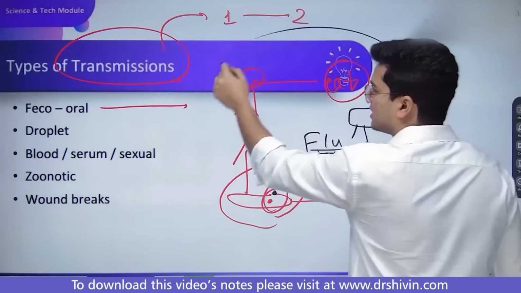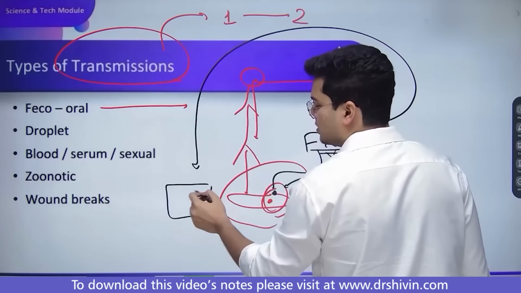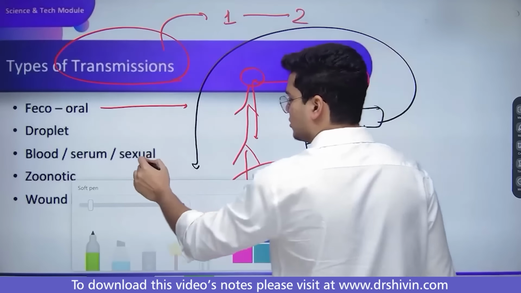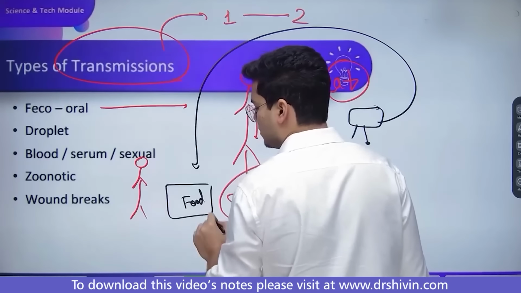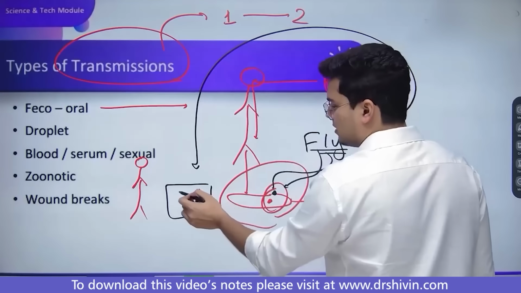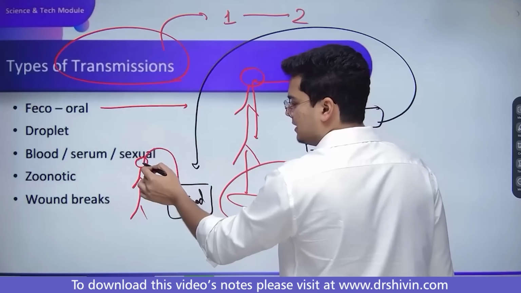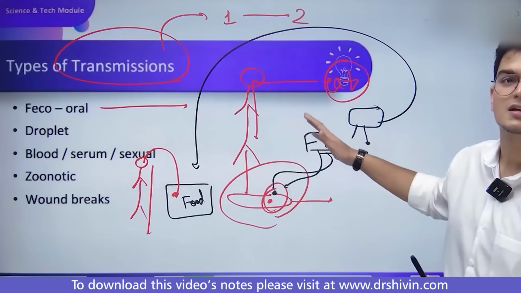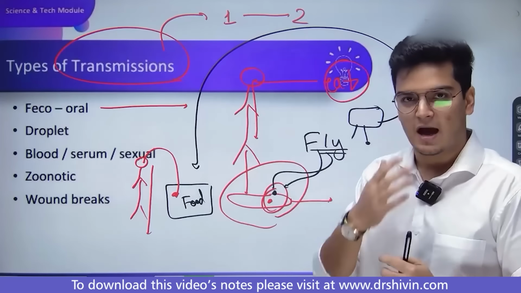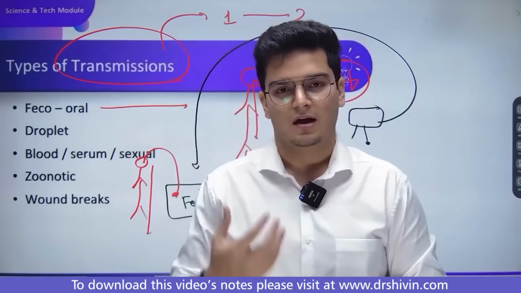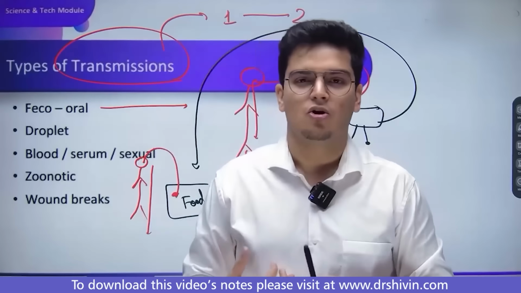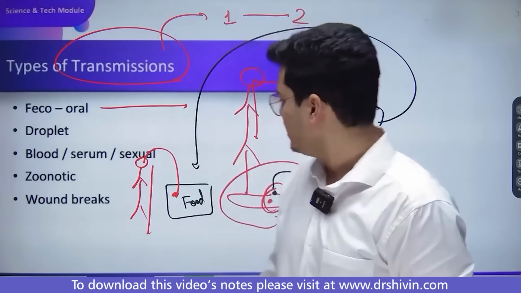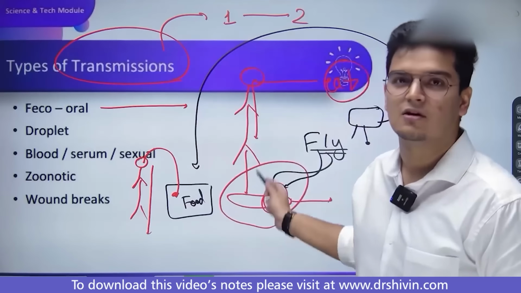Now this fly goes and sits on somebody else's food. Person two's food, the fly sits on. Right? The fly sits here. The bacteria has now come here. Now this person will eat it and it will continue. This is feco-oral transmission. If a disease is happening in your intestine, giving you diarrhea, loose motions, or constipation, any intestinal problem, it has to be transmitted with this route.